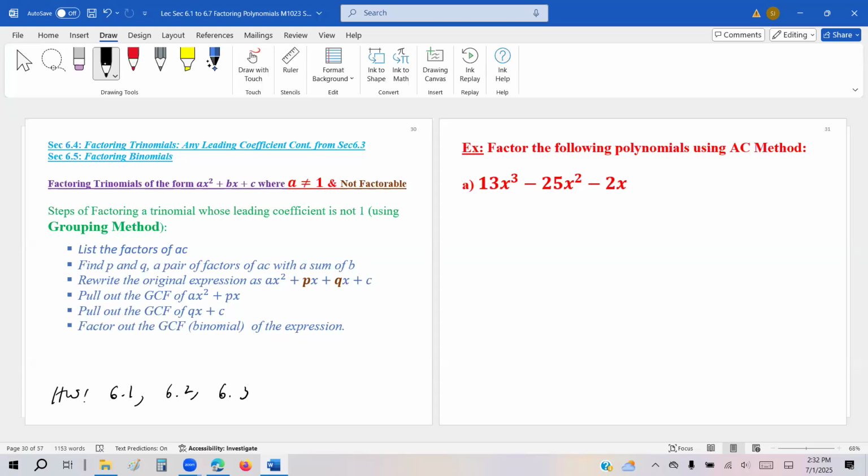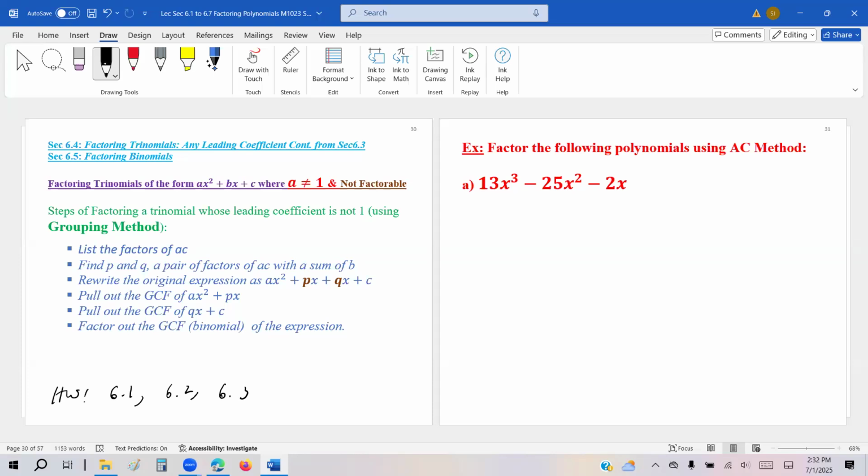Here, it looks like it's the same as trial, but we are not going to use trial because they didn't give us multiple choice. Yes, you can use trial because these numbers are prime numbers, so trial is doable here. But instead of doing trial, I'm going to show you the AC method. The AC method uses the grouping method. But what do you observe first before you even go to the AC method?